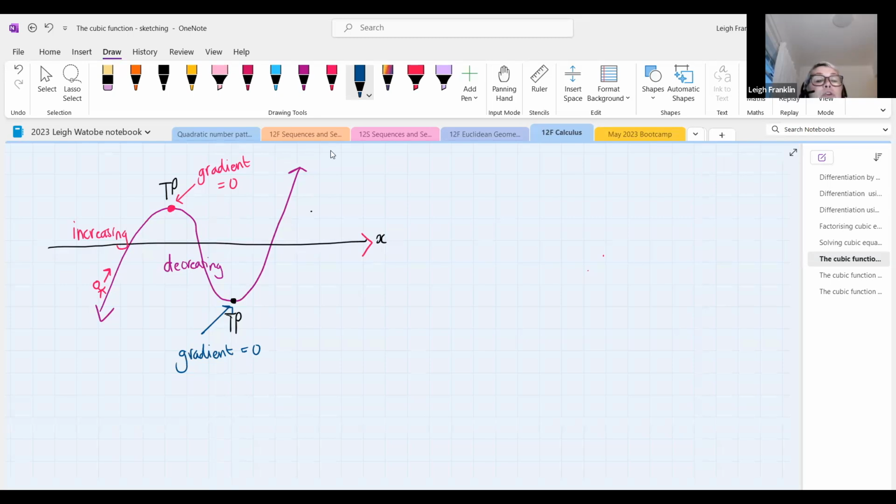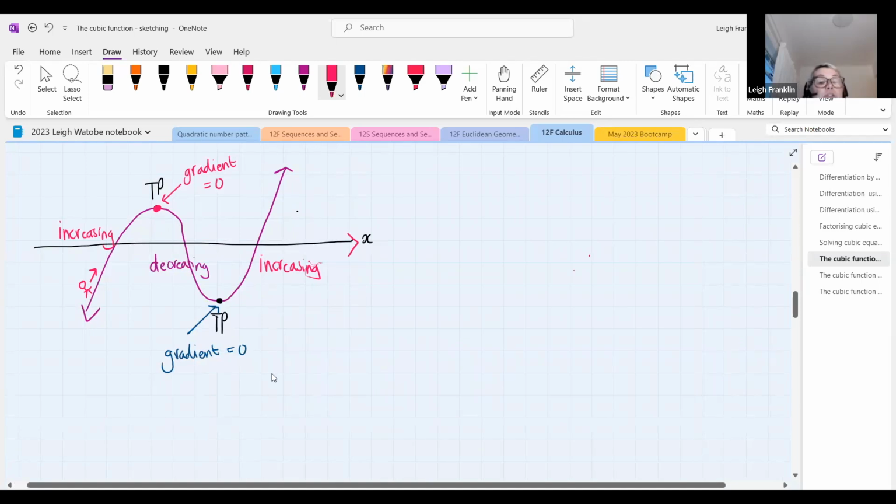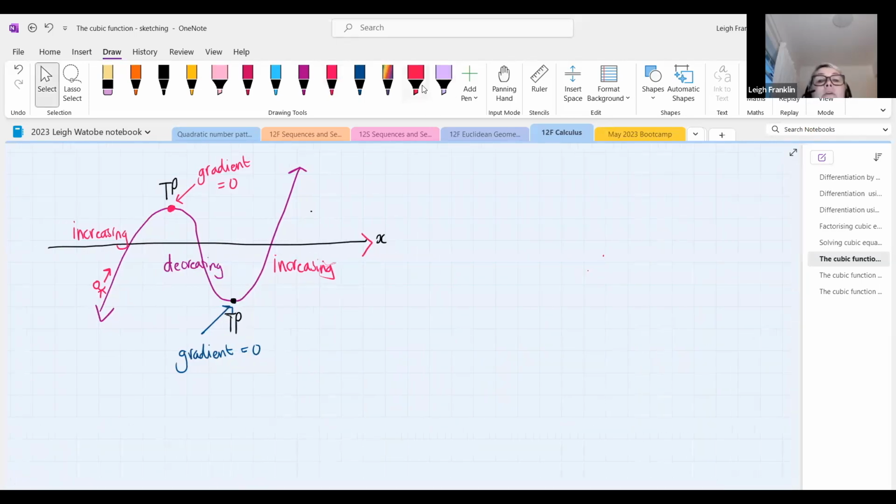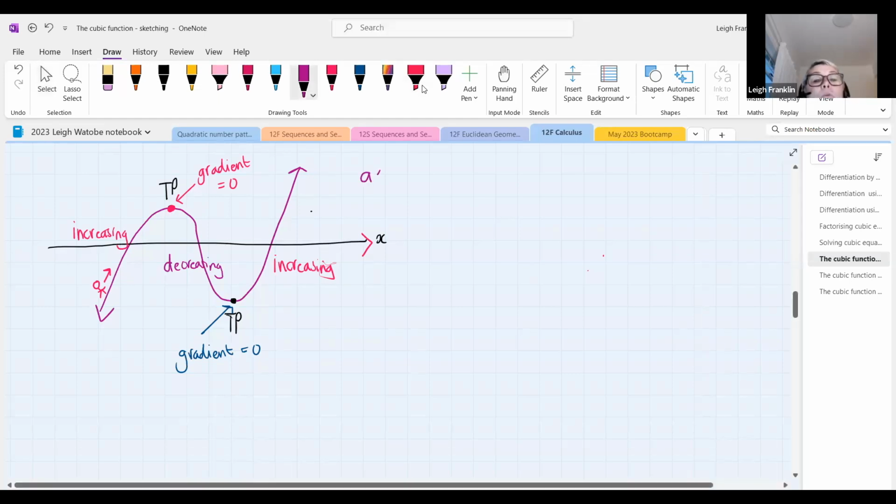And once you've passed this turning point, as you move to the right-hand side, you are going to be increasing again. So the gradient changes depending on where on the function we're at. In a cubic function, where in this particular case a would be positive, the graph is concave down and then concave up. So we will be increasing to our first turning point, decreasing between our turning points, and increasing after our second turning point.